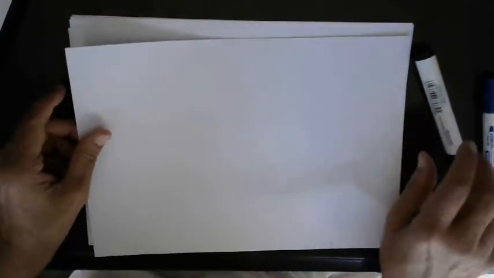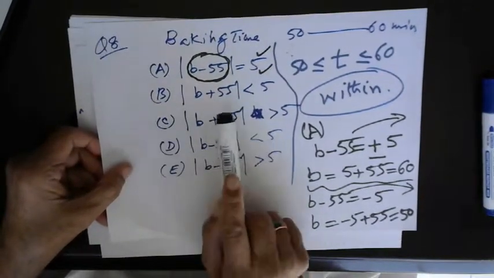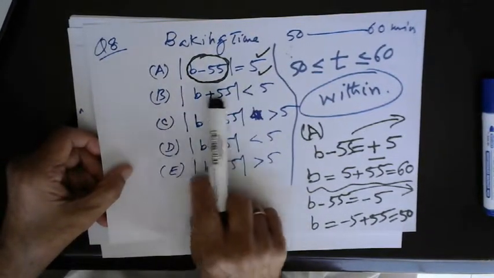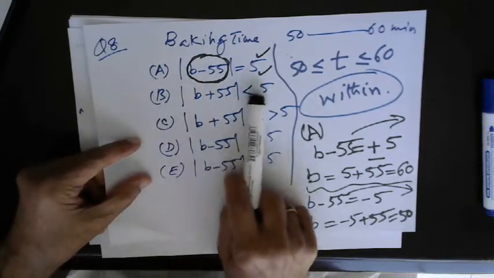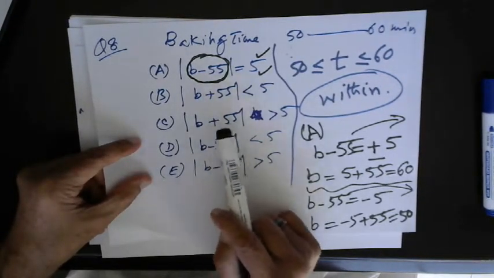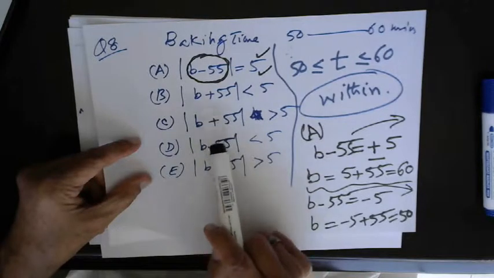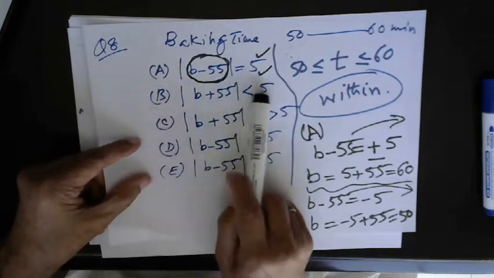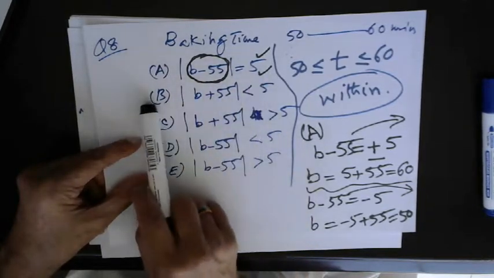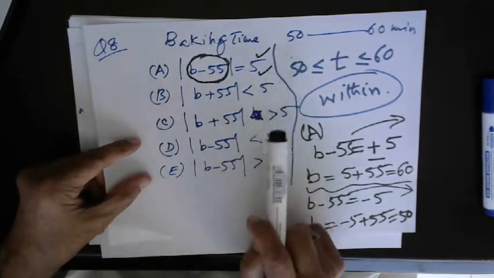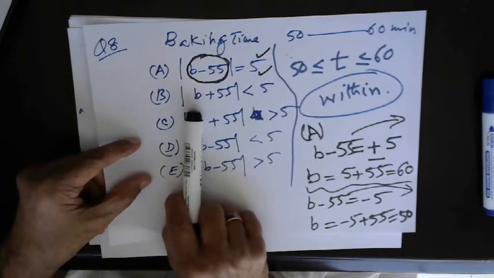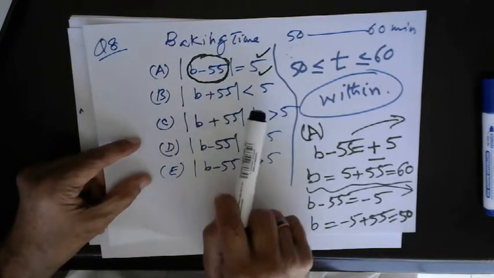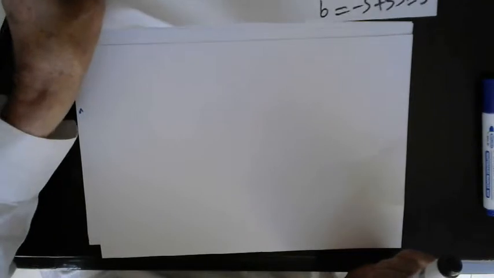Okay, now I consider the second one. Please try to understand this one. If you understand this one, then you will have no difficulty in understanding these three. So I'll spend a reasonable amount of time on explaining this to you. So this is modulus b plus 55 less than 5. Okay, so this is choice number B.